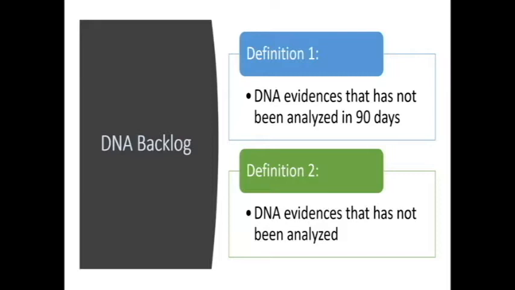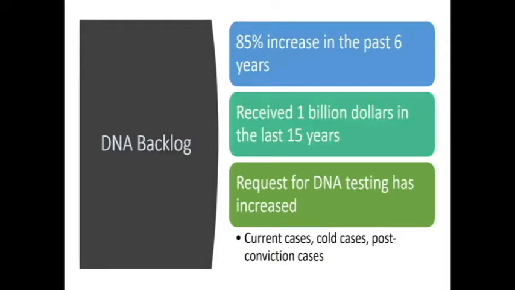The DNA backlog. There is no set definition for what the backlog is. The first definition is DNA evidence that has not been analyzed in 90 days. The second definition is DNA evidence that has not yet been analyzed. The DNA backlog has increased 95% in the past 6 years. State and local governments have received $1 billion in the last 15 years to try to reduce the backlog.